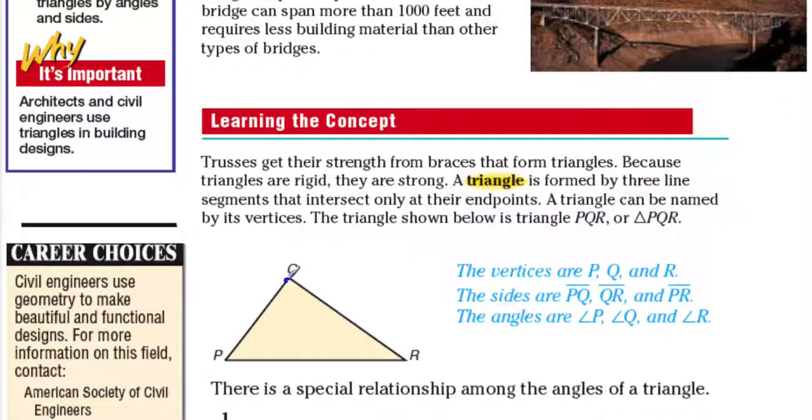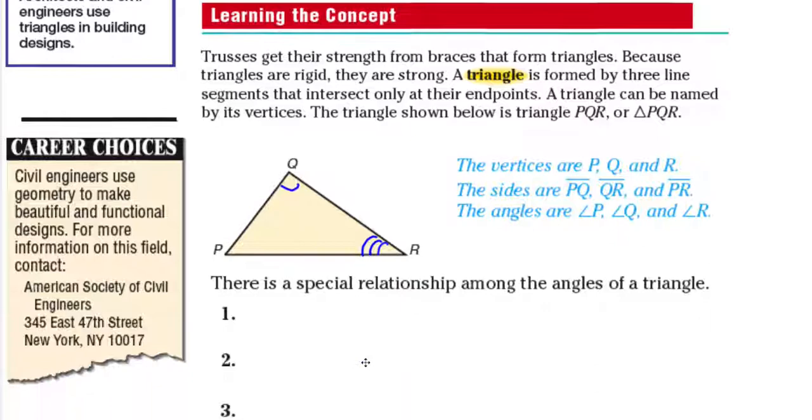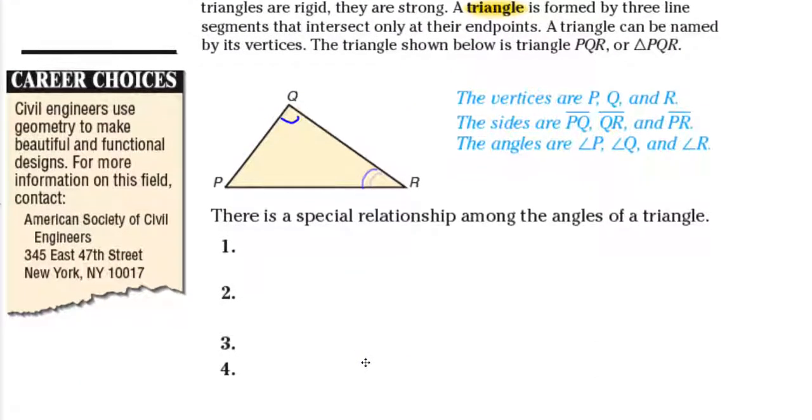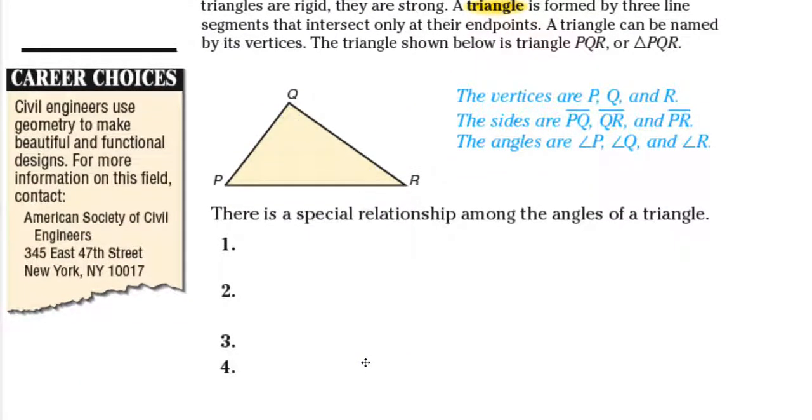P, Q, and R. The sides are PQ, QR, and PR. So this is PQ, QR, and PR. And the angles are angle P right here, angle Q right there, and angle R right there. So those are the three angles of triangle PQR. So there's a special relationship among the angles of a triangle, and let's find out what these are.